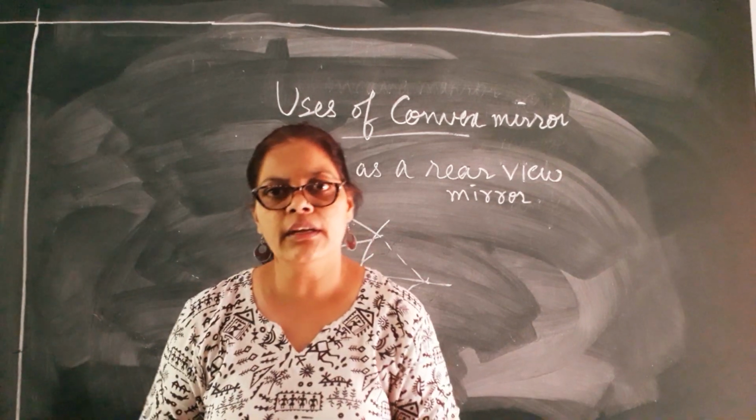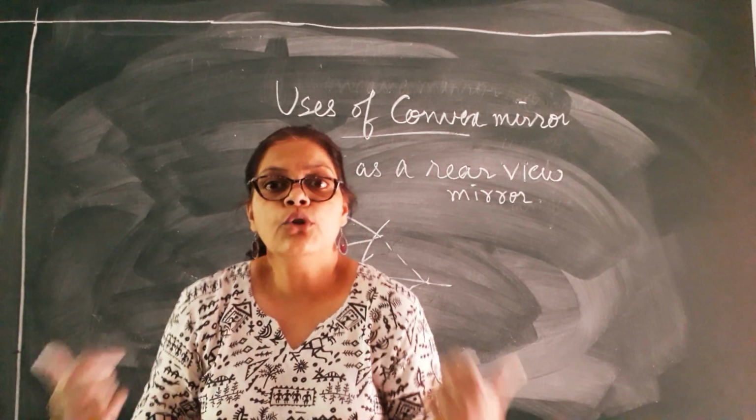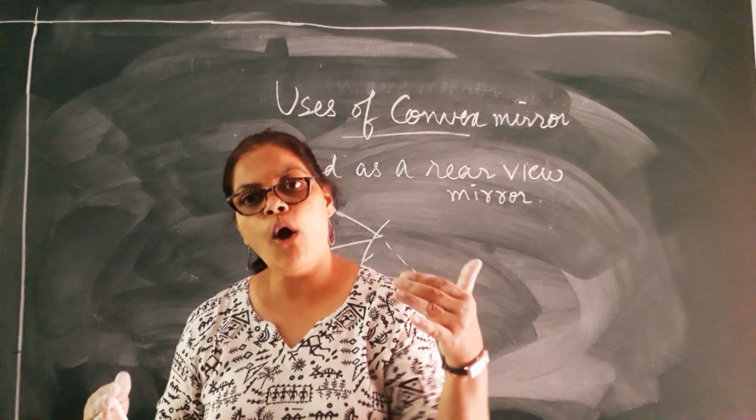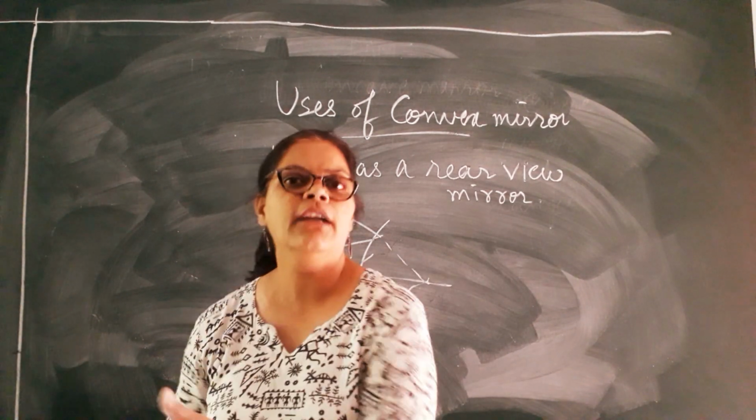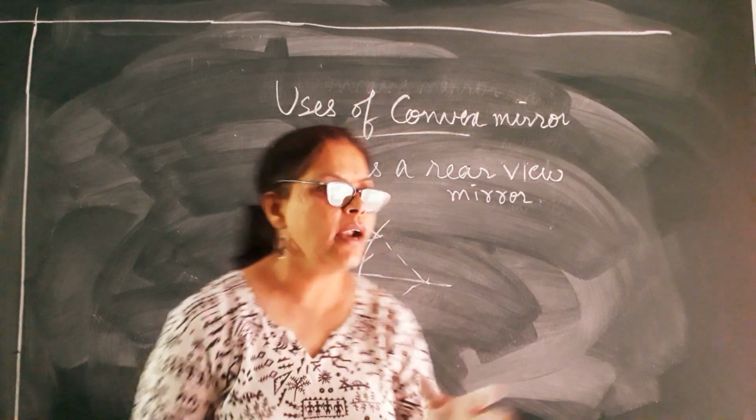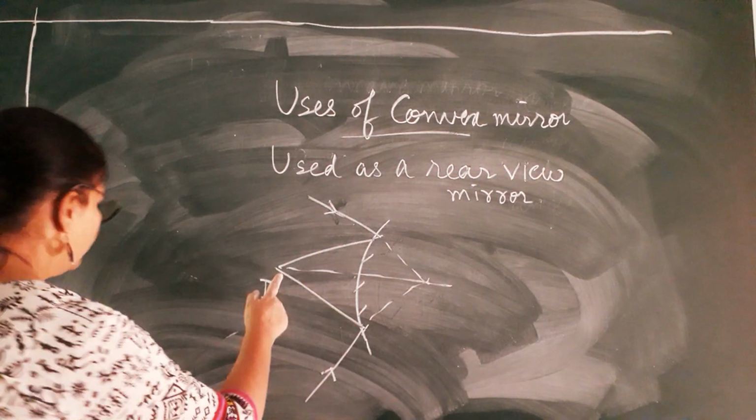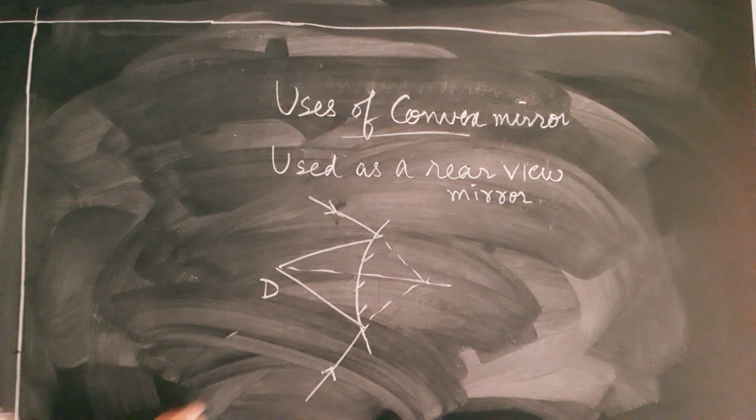of course you give an indication to the person behind you, but you should know that you do not take a wrong turn and then bang into someone. So it's very dangerous. So for that, it is used as a rear view mirror. The driver is here.